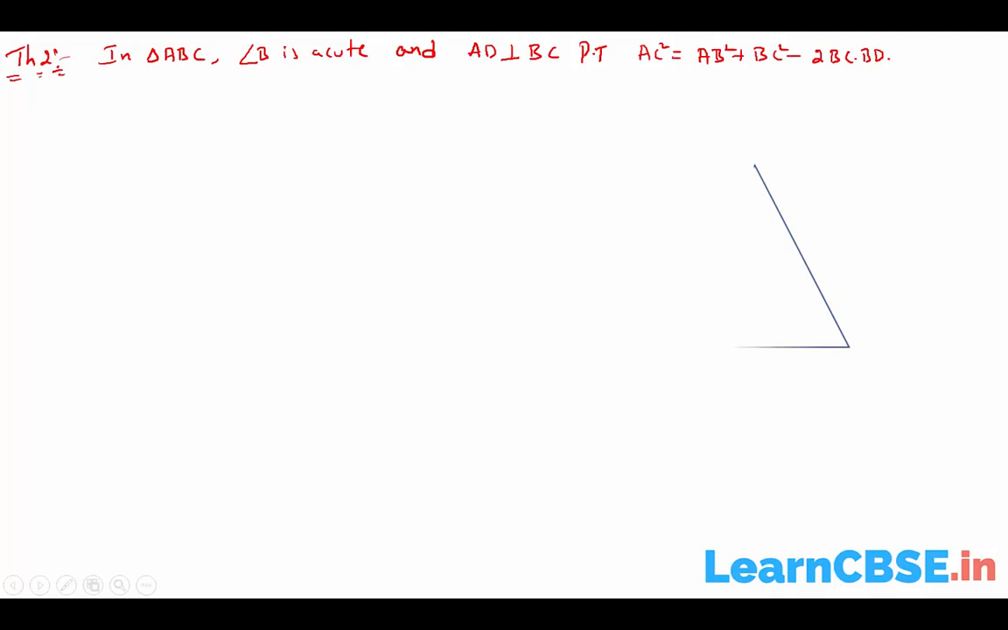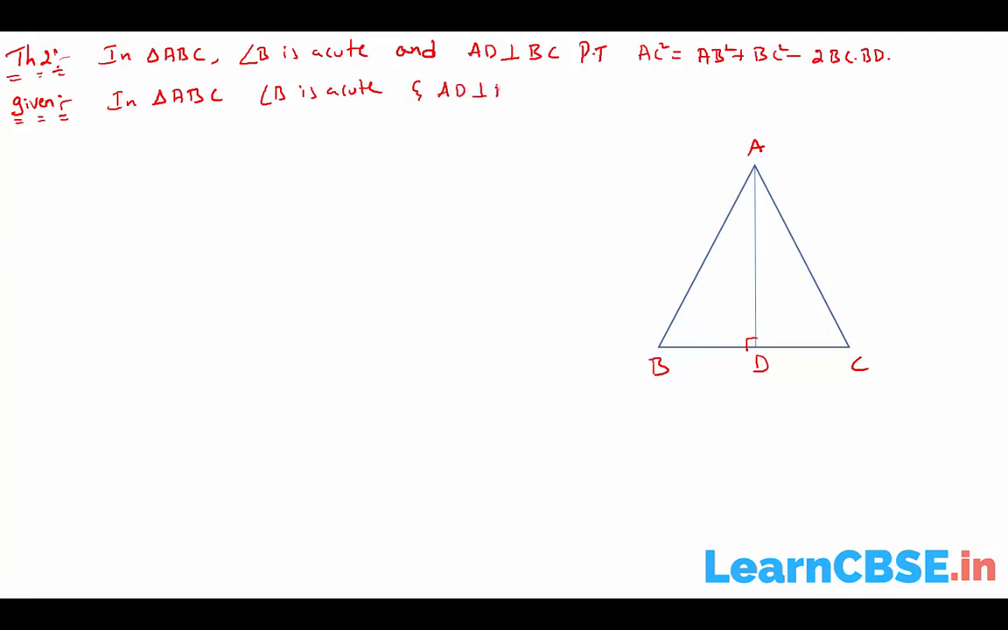So let me get the figure first. Triangle ABC, AD is perpendicular. Now given in triangle ABC, angle B is acute and AD perpendicular to BC. Now in triangle ADC, required to prove, first of all, AC square equals to AB square plus BC square minus 2BC BD.